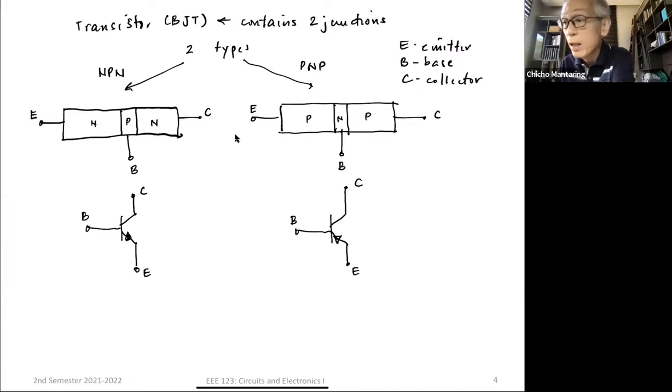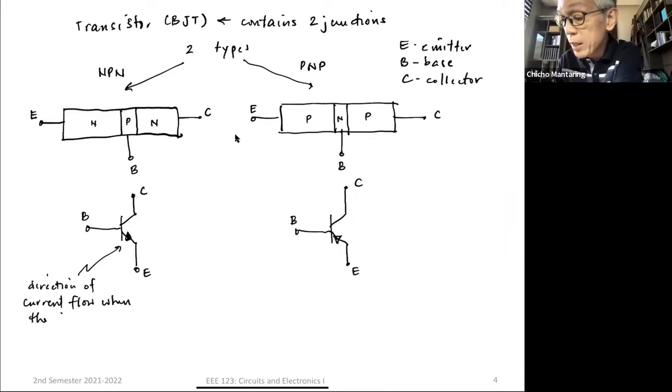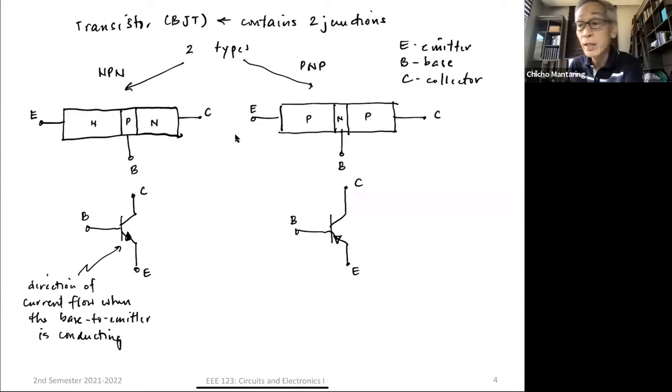Okay. The arrow, you notice the arrow. This is the direction of current flow when the base to emitter is conducting.